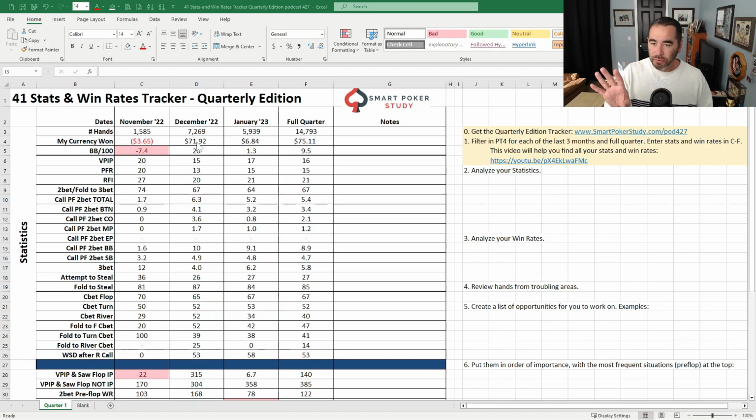So you can see I filled out all those numbers, starting with the statistics section up top, win rates down below. And then I did it for the entire quarter since November 1st of 2022, right? Now, if you know how to find your own statistics and win rates in Poker Tracker 4, piece of cake, pause the video, do it right now before we continue on to analyzing numbers and going through the rest of the steps, right?